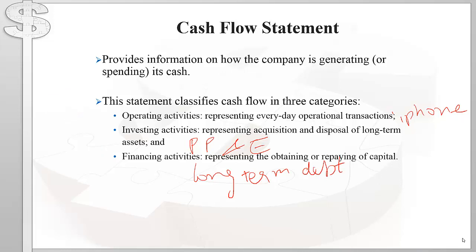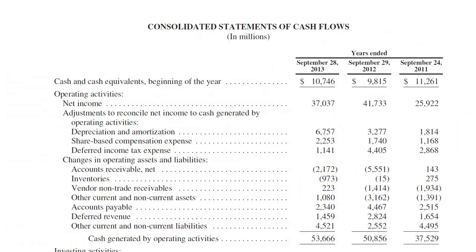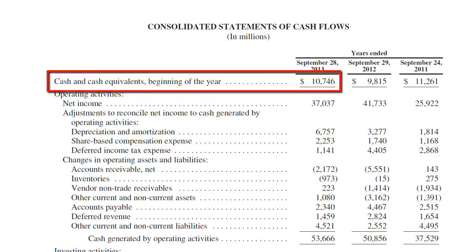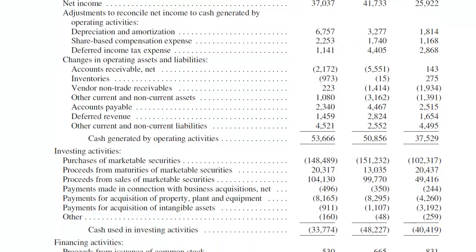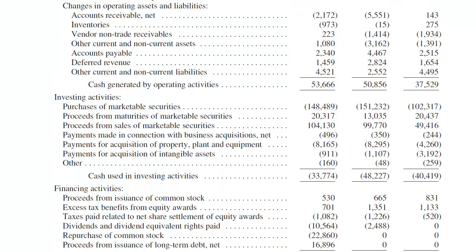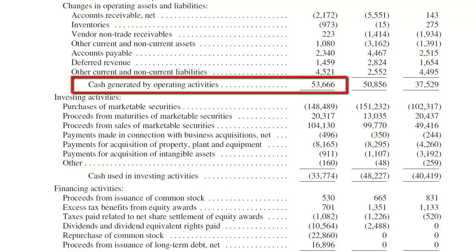Now let's take a look at the cash flow statement of Apple Corporation. Here's the cash flow statement for Apple Corporation. It tells us that Apple's beginning cash balance for the year September 28, 2013 was about $10.7 billion. The cash flow statement then provides information on operating activities, investing activities, and financing activities. Total cash generated by operating activities was about $53.6 billion.